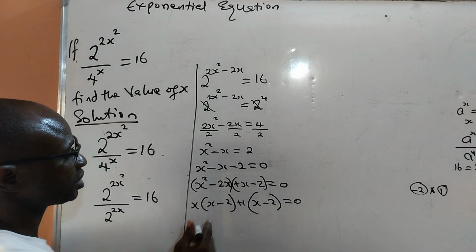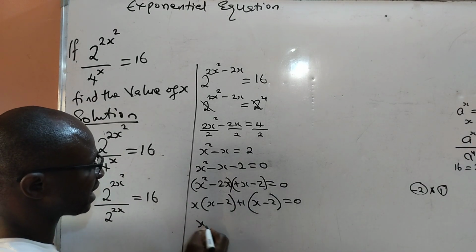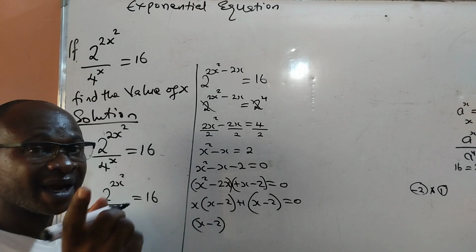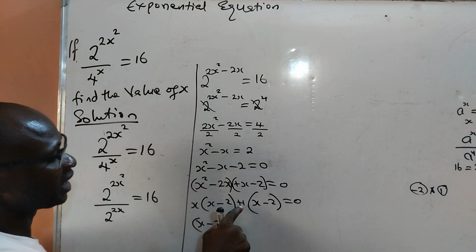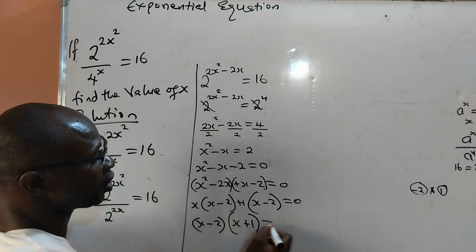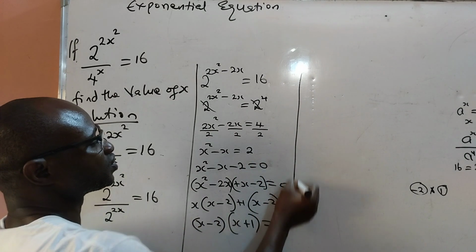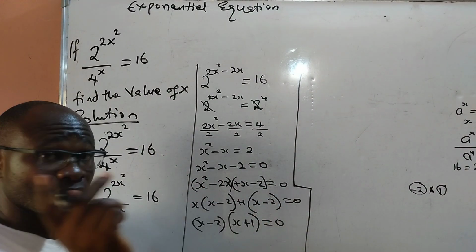At this point, you can see that the two brackets are the same. I will take one of it, which is x minus 2, and then make another bracket with what I have outside the bracket, which is x and the plus 1. To get x minus 2 times x plus 1 is equal to 0. Meaning that the first bracket is equal to 0, the second bracket is equal to 0.